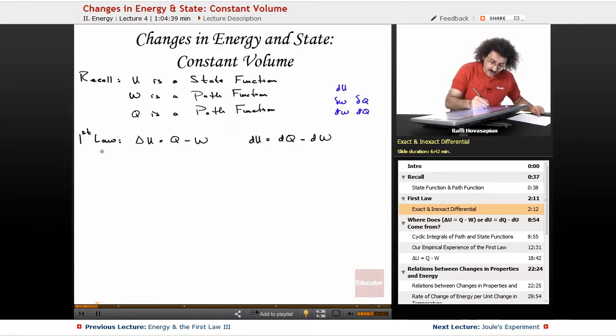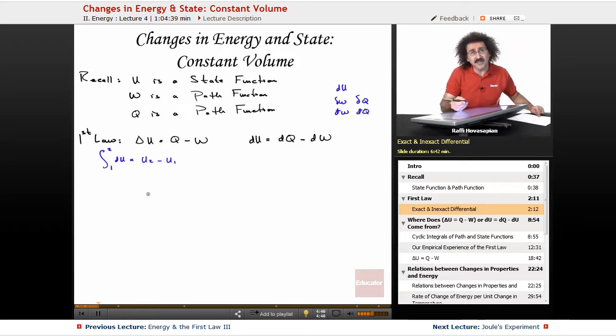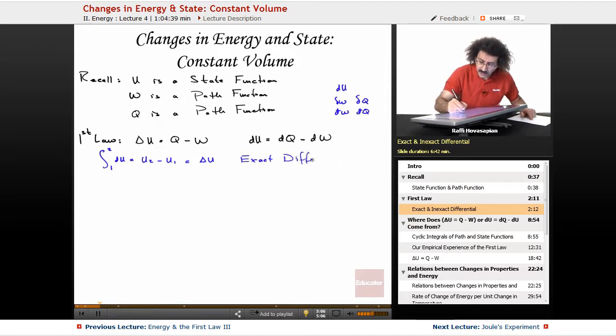Okay, so let's go ahead and talk about, let's just stick with blue here. The integral from an initial state to a final state of this equals u2 minus u1. This is the fundamental property of a state function, that it integrates the way you're used to according to the fundamental theorem of calculus. It's equal to delta u. This is an exact differential. So exact differentials integrate like this. You take the final state minus the initial state of the integral of that particular function. So exact differential. This is a state function.